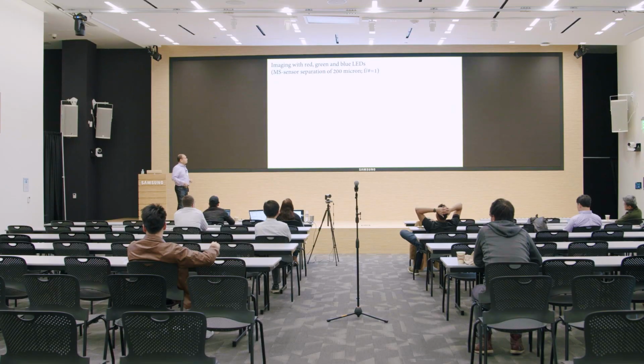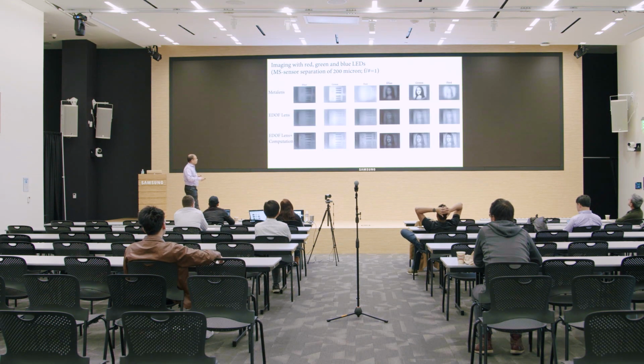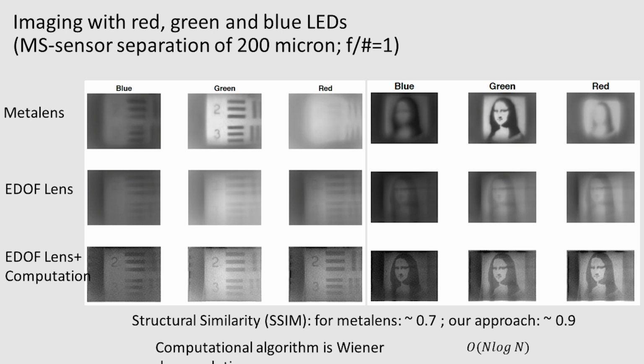Okay? So how does it look in the experiment? First we did the experiment with red, green, and blue LEDs. The metasurface sensor separation was 200 micron. It's an f/1 lens. So I'm going to just show you this result. For example, this is captured with the meta lens. Green is well focused for the Mona Lisa. Blue and red look blurry. When you just capture with our EDOF lens, this cubic metasurface, they all look similar, but they all look blurry. And then we turn on our computation, and this is what we get.